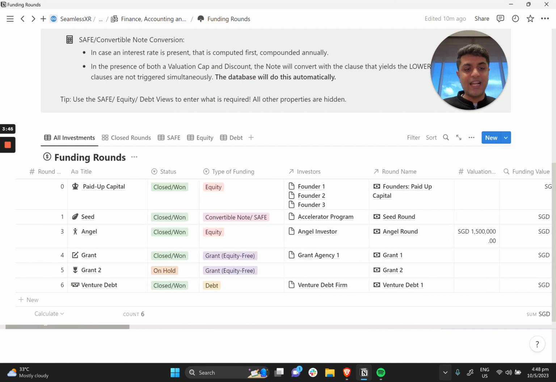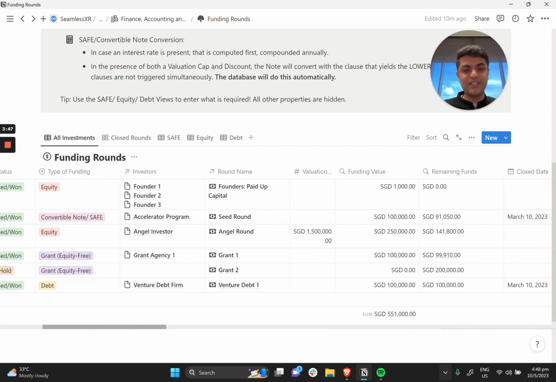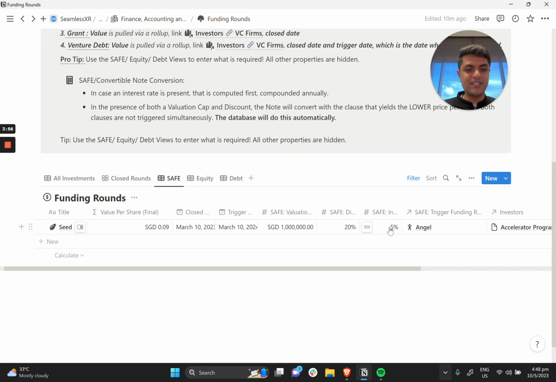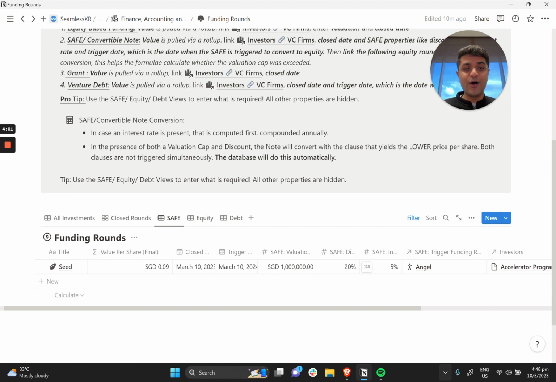And that's basically how the calculation happens, but you don't need to worry about the backend formulas. All you have to do is you go in over here into the safe instrument and enter these values, whichever of them are relevant to you. Yeah, and hopefully that simplifies this specific instrument for you.